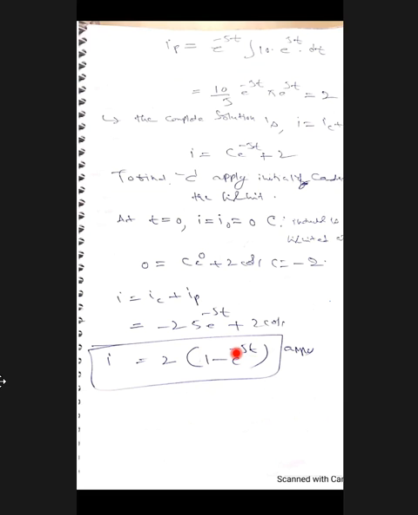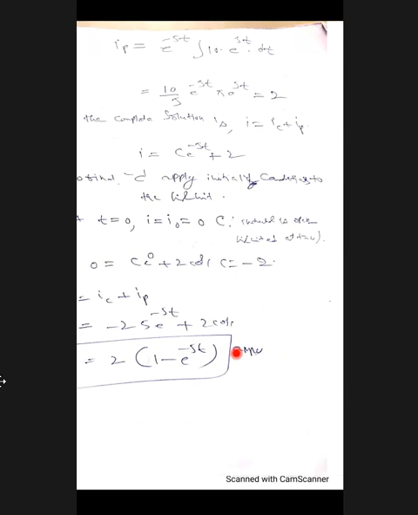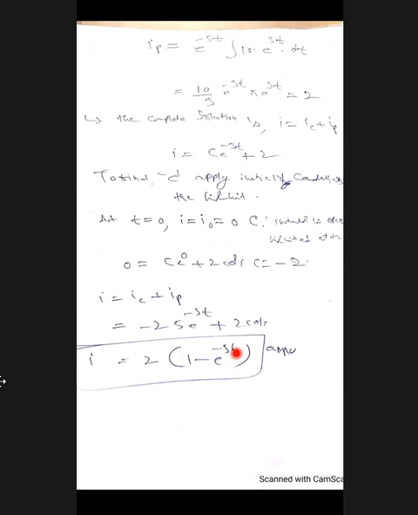The complete solution is nothing but what? Combination of complementary solution and particular solution. Here I is equal to C into e to the power of minus 5t plus t. So here we need to find out the C value using constant of integration, using initial conditions. C is a constant of integration. By using initial conditions, you can find the constant of integration. Clear?